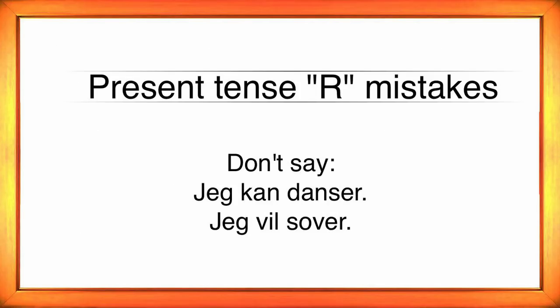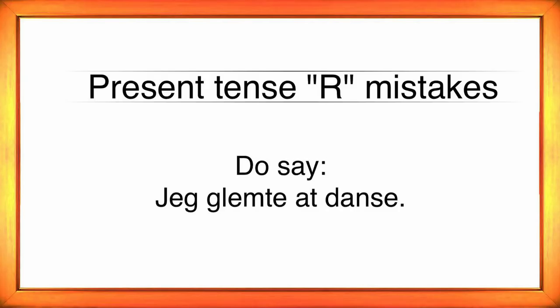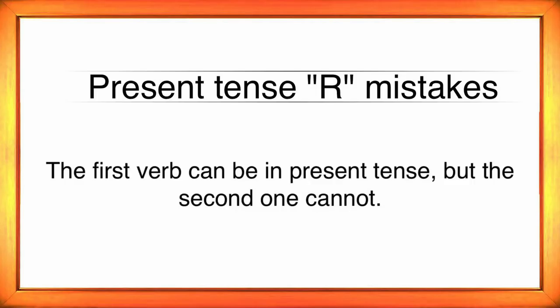Alright, so the next one I've labeled present tense are mistakes. Basically, I think you heard this before if you ever went to Danish school. Like you say, jeg kan danse, or jeg vil sove. And that is wrong, because we already have a verb at the beginning. Jeg vil, jeg kan, jeg skal. Those are modal verbs, but it could also be jeg glemte at danse, I forgot to dance. So the first verb dominates, whether it's in present or past or whatever it is. That can be present, but the second one cannot.